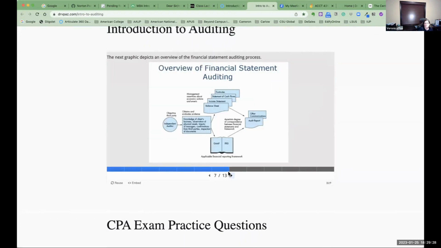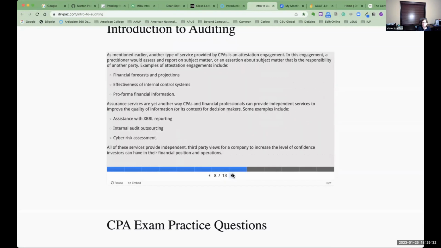We're going to talk about financial statement audits, and we're going to talk about the different types of audits and actually fraud or fraud examination. XBRL is one of my favorites. It's existential business reporting language.